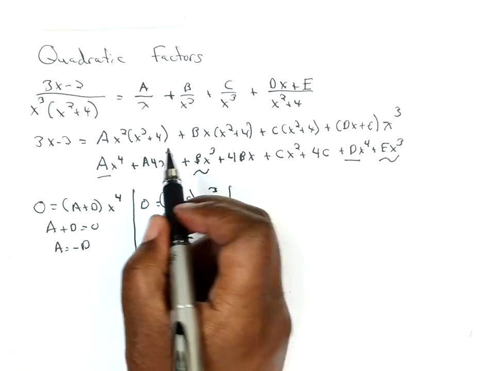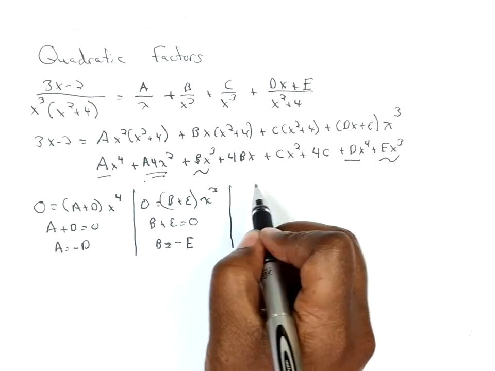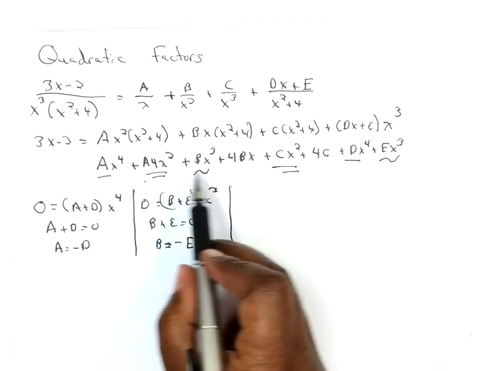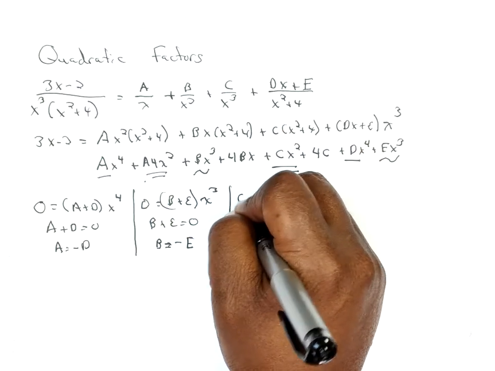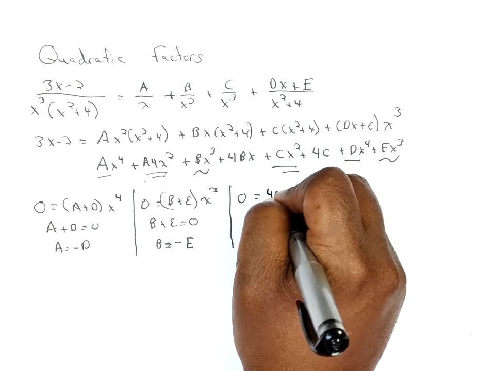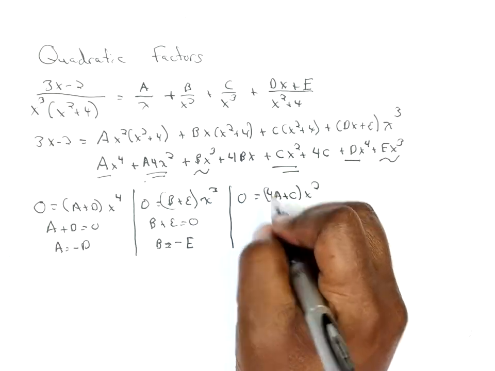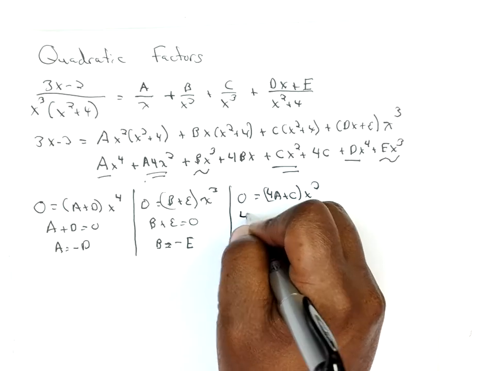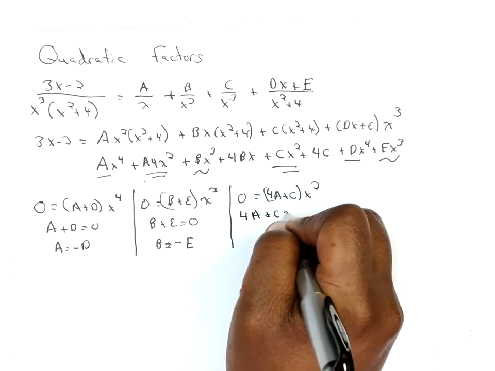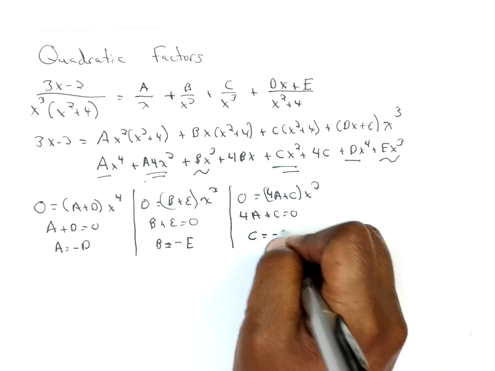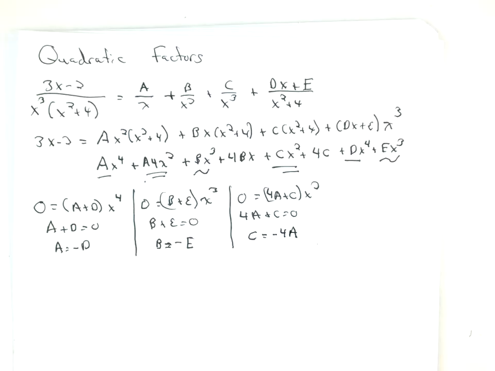Then I'm looking at my x squared terms. I have 4a x squared and c x squared. So 0 equals 4a plus c times x squared. So 4a plus c has to equal 0. So c is equal to negative 4a. Or you could have said a is negative 1/4 c, however you want to write it.